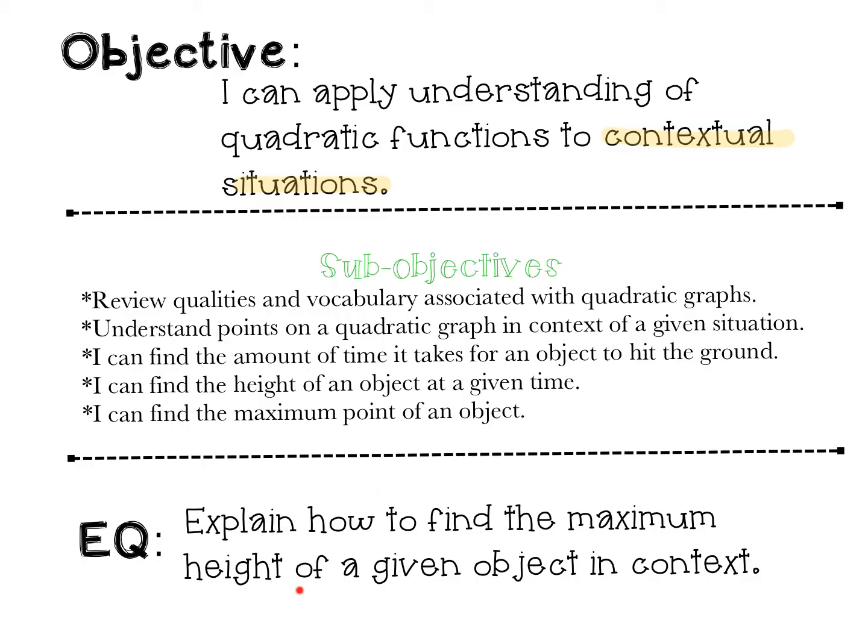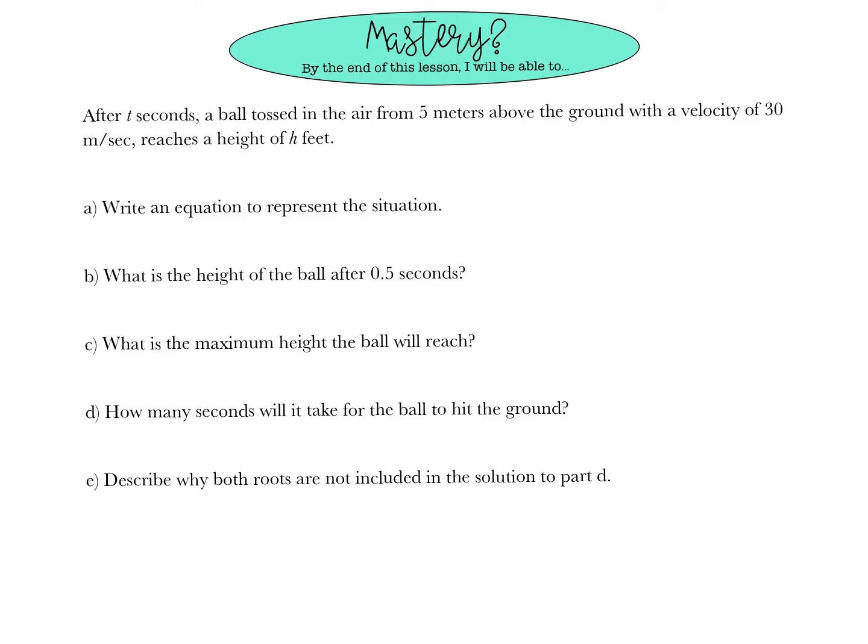As we work through this lesson, just know that by the end, you need to be able to explain how to find the maximum height of a given object in context. So what does that mean? By the end of this lesson, you should be able to take this scenario of a ball being tossed in the air from 5 meters above the ground, and it has a velocity of 30 meters per second and reaches a height of h feet.